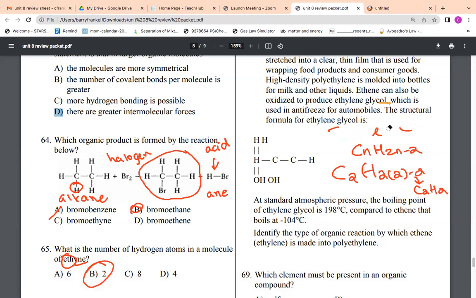Another way that you could have done this is just by drawing out the molecule. Okay, so we know that we have 2 carbons.